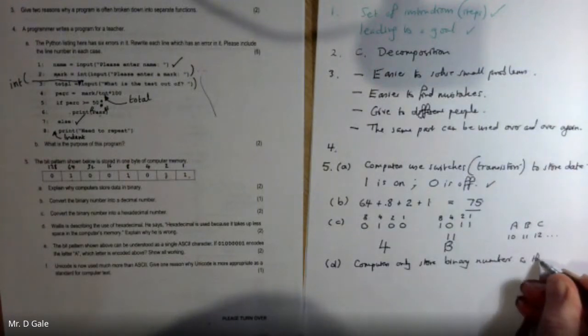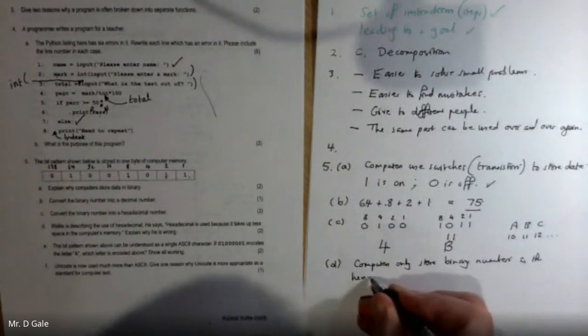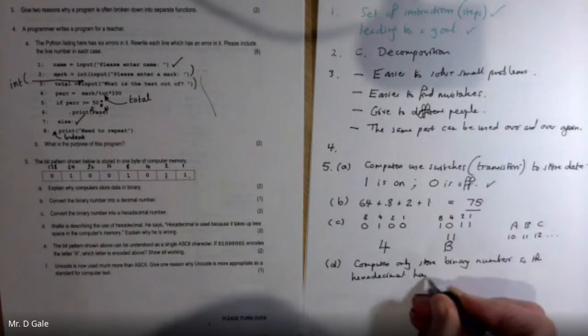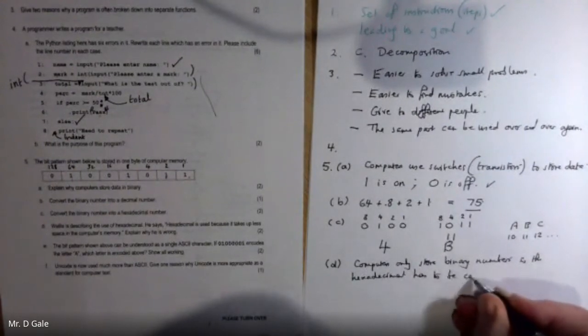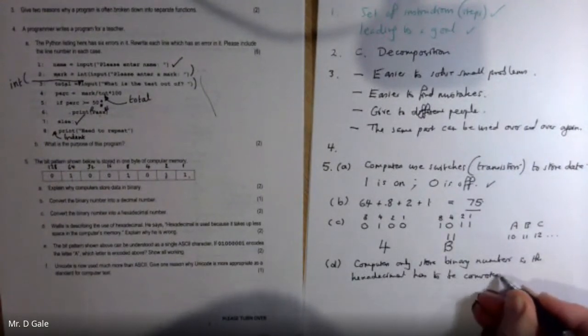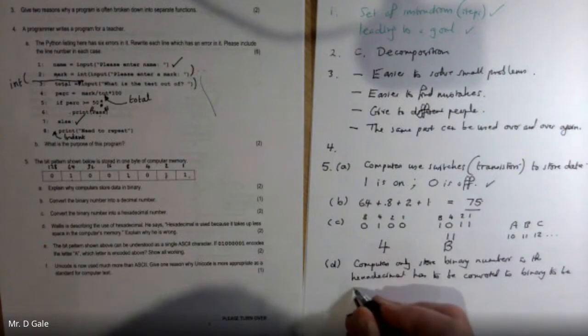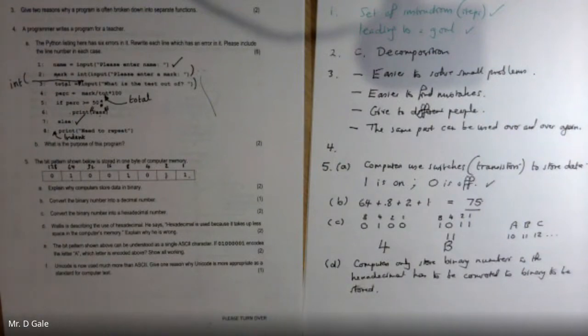So the hexadecimal has to be converted to binary to be stored. There's your second mark. Basically, it's the wrong answer because only binary numbers can be stored in computers. And we know that.